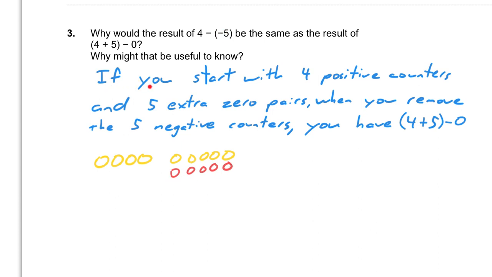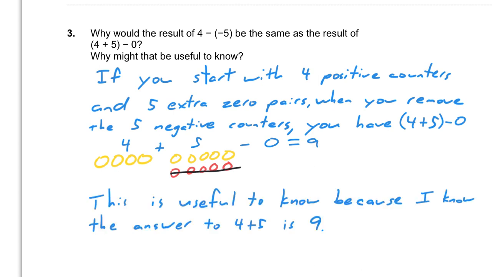So again, if you start with 4 positive counters like we did here, and 5 extra 0 pairs, when you remove the negative counters like so, then you have essentially 4 plus 5 minus nothing, and you get 9. Why might that be useful to know? This is useful to know because I know the answer to 4 plus 5 is 9.